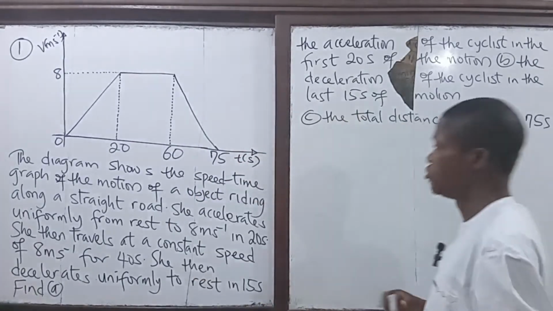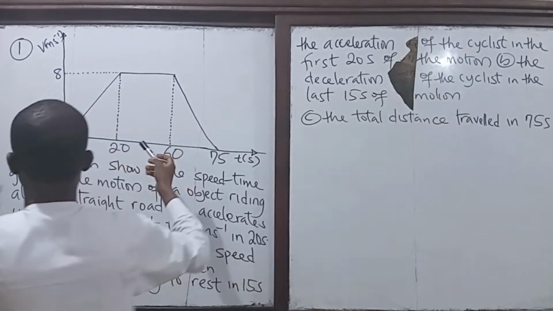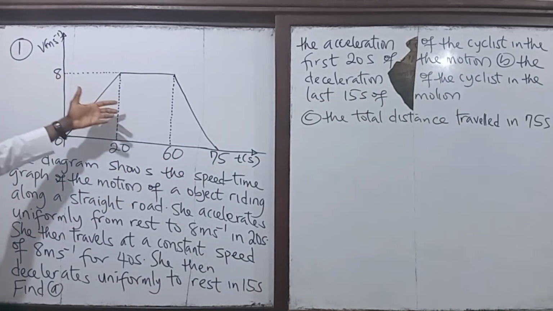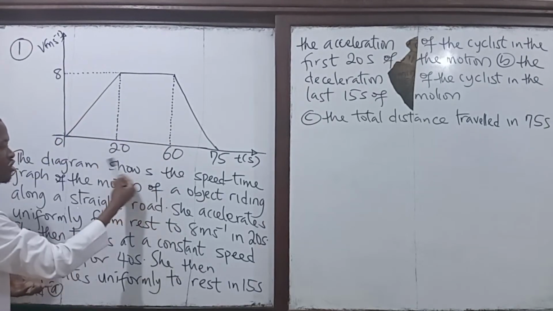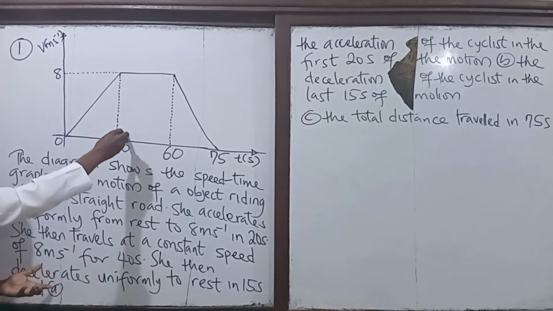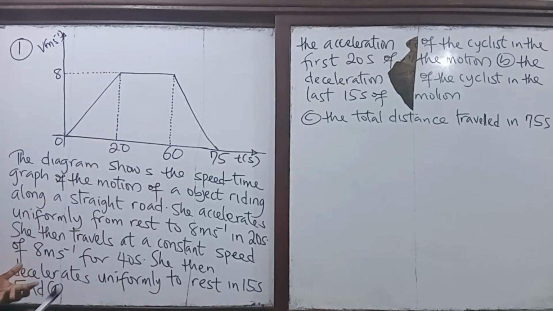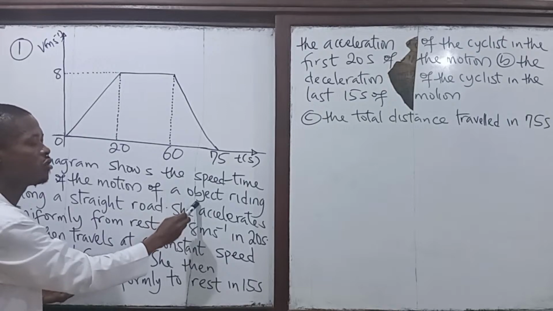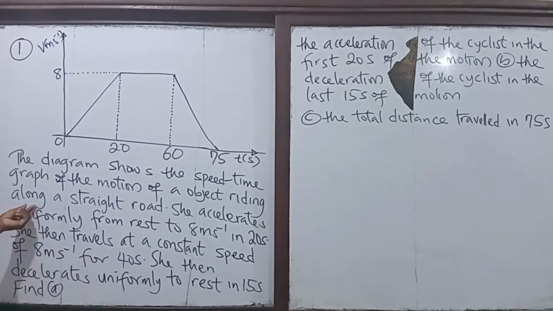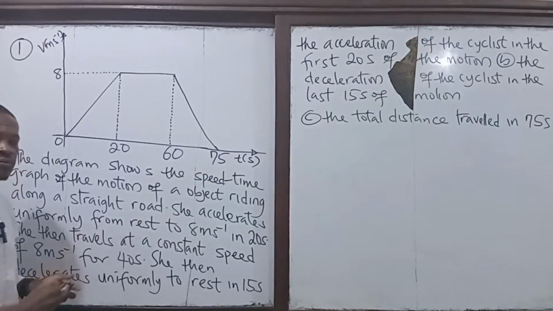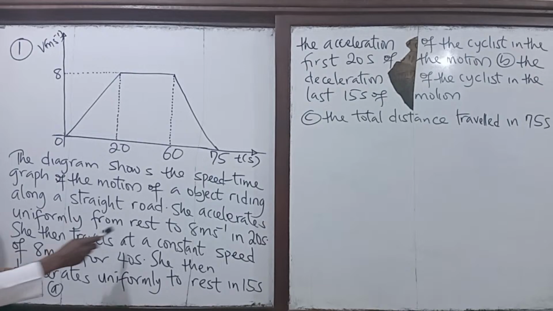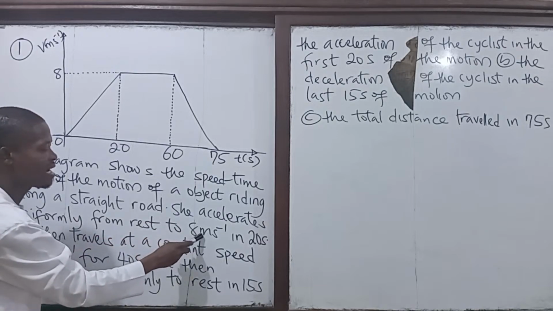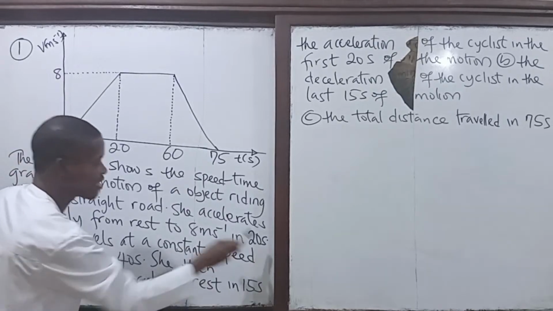The first thing we want to look into is what we have here. You can see this has been sketched for us, and this is the description of this diagram. We are told that the diagram shows the speed-time graph of the motion of a cyclist riding along a straight road. She accelerates uniformly from rest to 8 meters per second in 20 seconds.